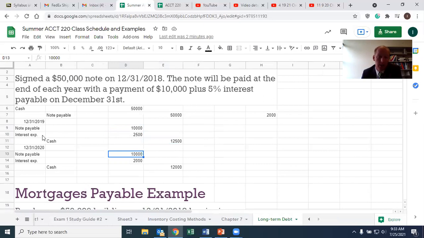Now, the next year, okay, we're still going to pay $10,000, but now at this point, instead of paying interest on the full 50,000, we're going to pay interest on 40,000 because we had reduced down the principal.